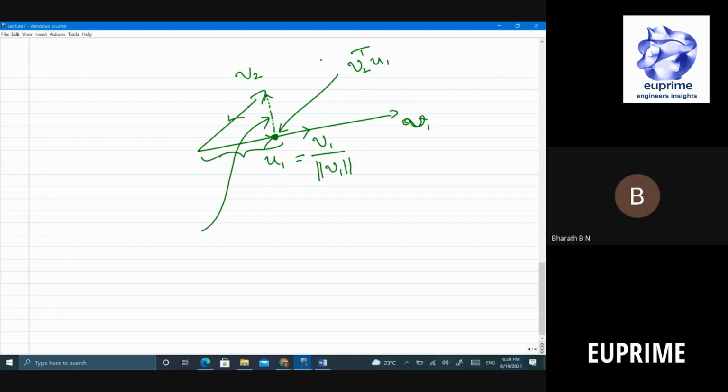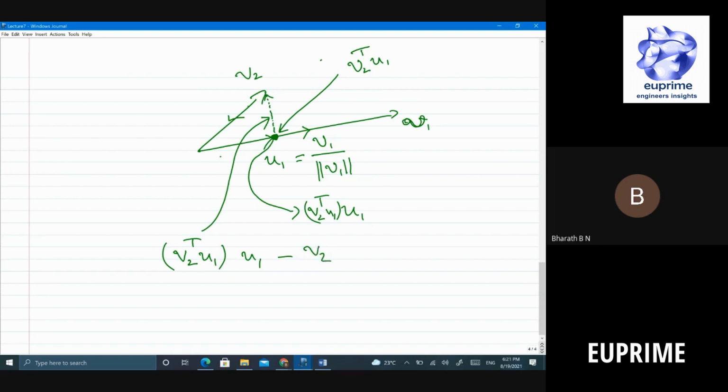So let me write it, or I'll do one thing. This vector, I'm sorry, it's very clumsy, but this vector is what? I have to go in the direction of U1, so it will be U1. But how much? V2 transpose U1 is the distance I have to go. This will be the vector. So what is the orthogonal vector? It's this minus, so V2 transpose U1 times U1 minus V2.